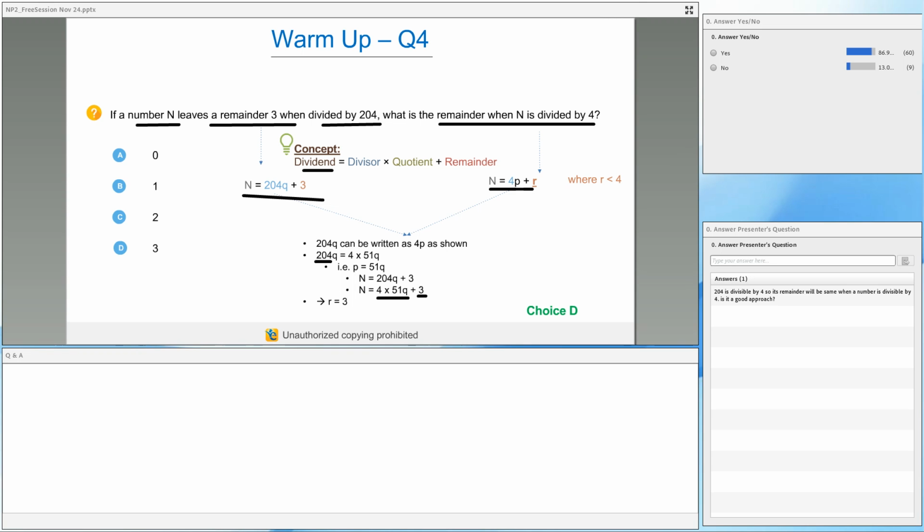If you divide 200 by 4, what will you get? Won't you get 51? That is why I'm writing 204 as 4 into 51. The reason I'm writing this is because I need to express 204q plus 3 in this form, 4p plus r. Why am I expressing in this form? Because I'm dividing it by 4. That is why I'm taking this portion 204q and dividing it by 4 and seeing whether it is divisible or not. If it is divisible, then there's no problem. I can automatically conclude the remainder will be 0.